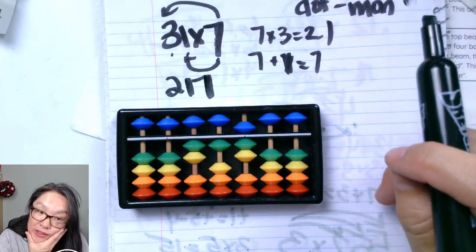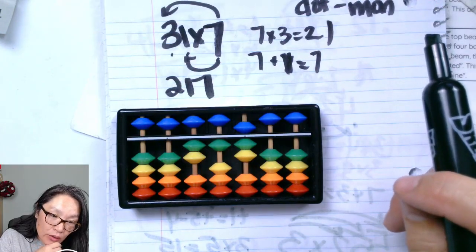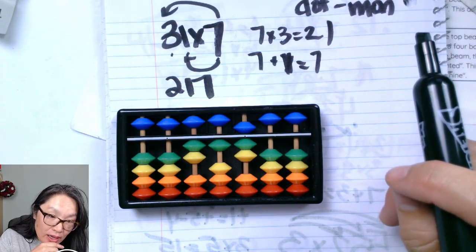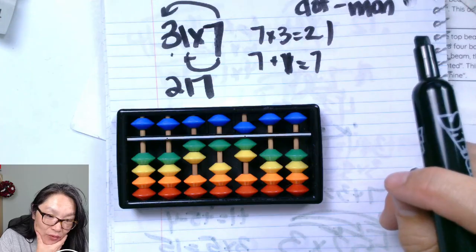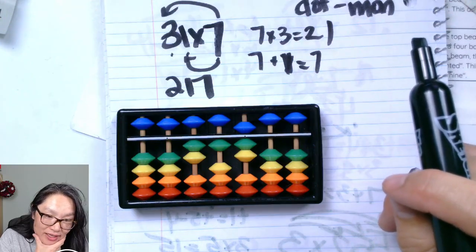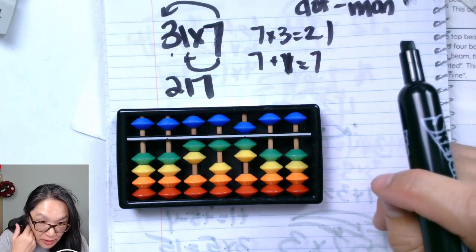Does that make sense? Are you okay? You all right? Oh, you get it. Yeah, right? Okay, good. Easy, right? Simple to use, easy to understand.